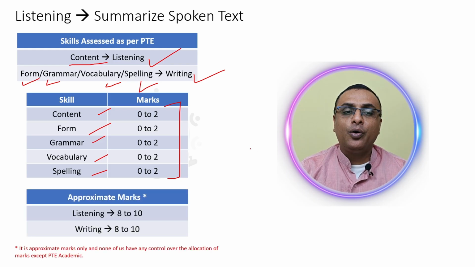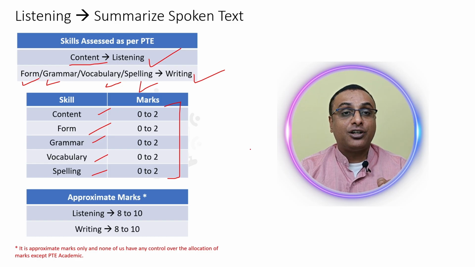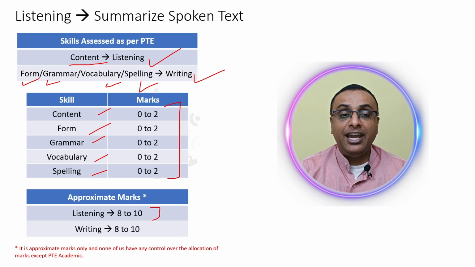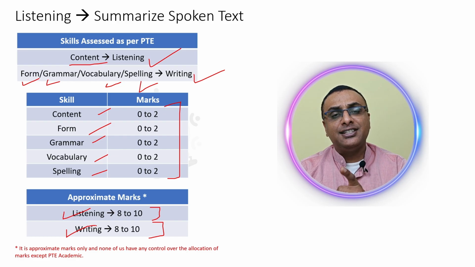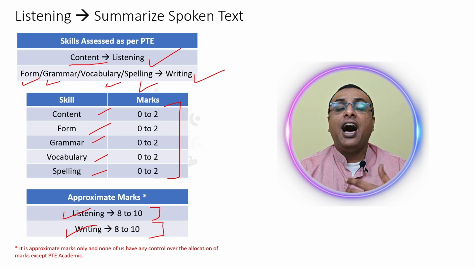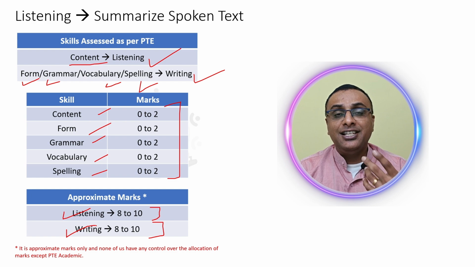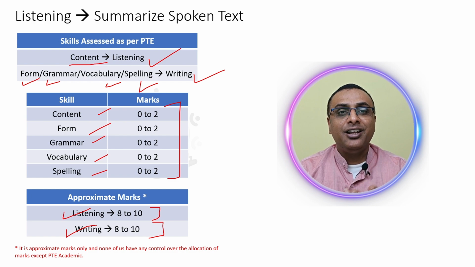Now, coming to the overall marks that you can score for summarized spoken text is about 8 to 10 marks respectively for your listening module and writing module. That is the reason I had told it is a fairly important question in your listening module. After write from dictation, listening fill in the blanks, third comes your summarized spoken text.